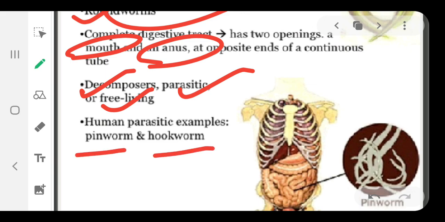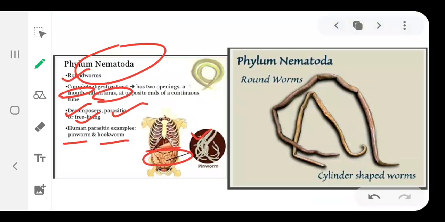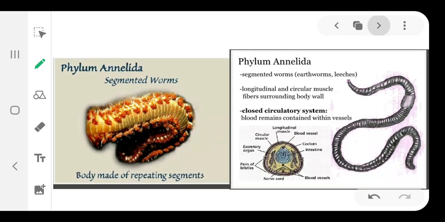Various types of diagrams you can see here. They infect our intestine and create havoc when we are infected by them. This is the diagram you can see of roundworms. They have a cylindrical body and they infect various organs in the system when we get infected by these nematodes.